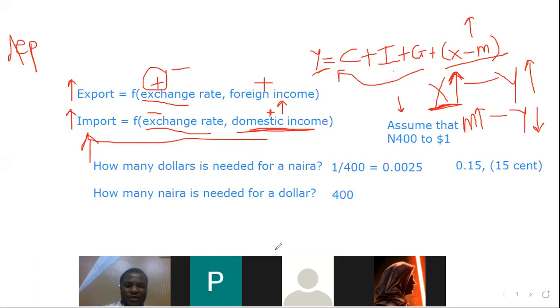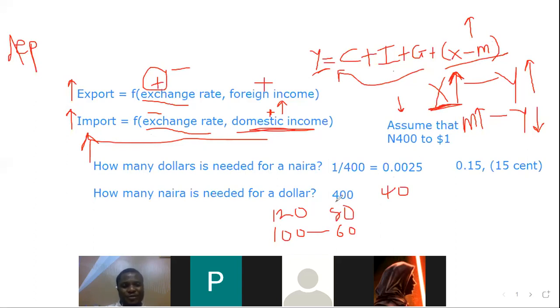Because if not, if this was 100, export was 100 minus 60, the net export there is 40. But if you don't be careful, when you increase the value exchange rate, export will increase to 120. Instead of import to decline, import might also increase to 80.